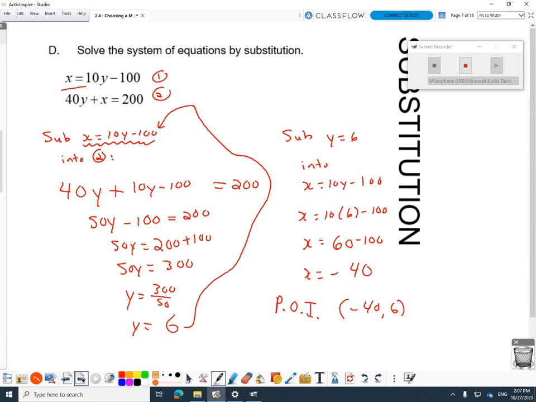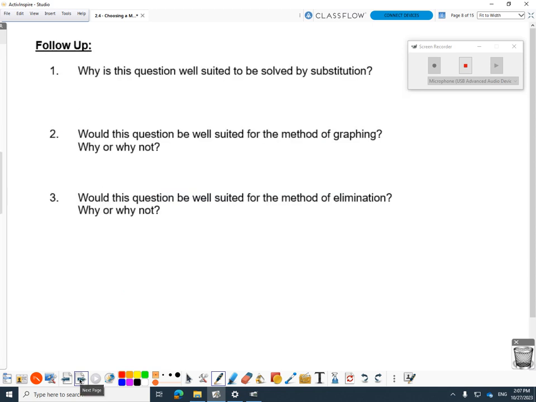Did I give everybody enough time there? I hope so. Why is this question well suited for substitution? One equation was x equals. And if you think I'm changing the game, I'm not. On day 1 of substitution, I acted like they both had to be y equals. On day 2, it's like, oh, as long as one is. As long as one of them is y equals or x equals, you're okay. So think about that with substitution. If you got one as x equals, it's pretty good for substitution.